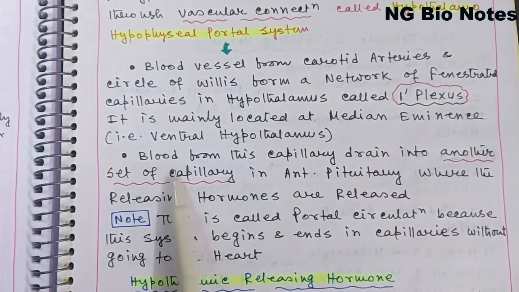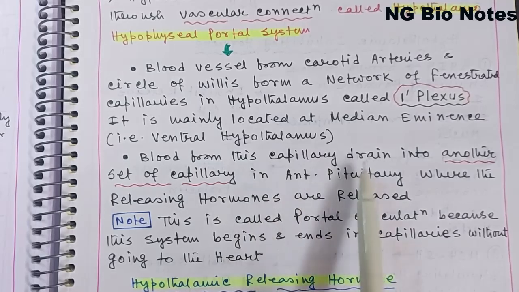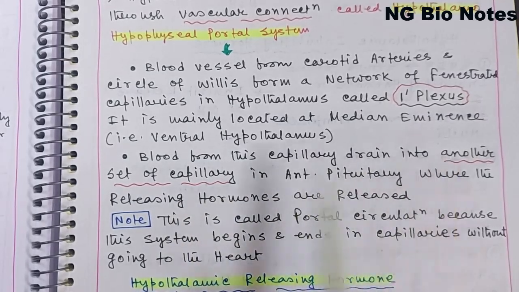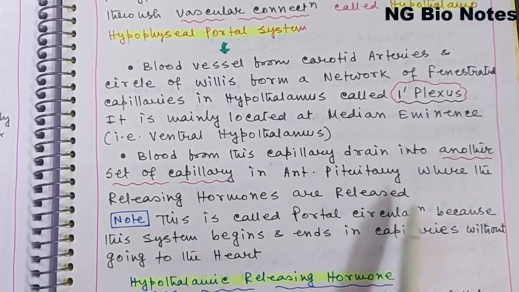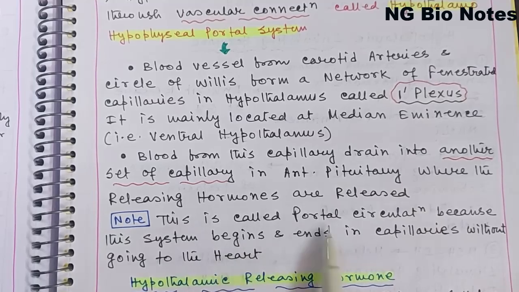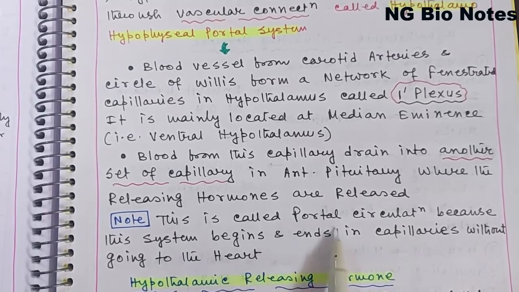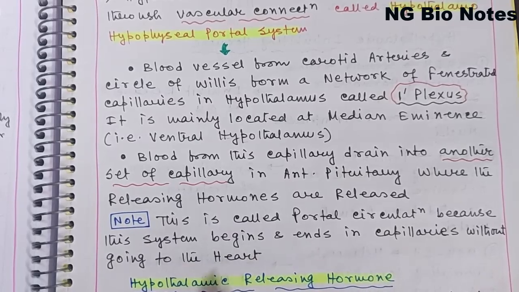Blood from this primary plexus drains into another set of capillaries in the anterior pituitary. This secondary plexus, present in the anterior pituitary, is where releasing hormones act, and this is called portal circulation because this system begins and ends in capillaries without going to the heart.